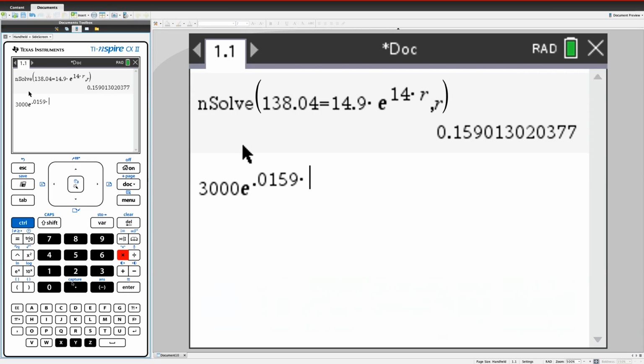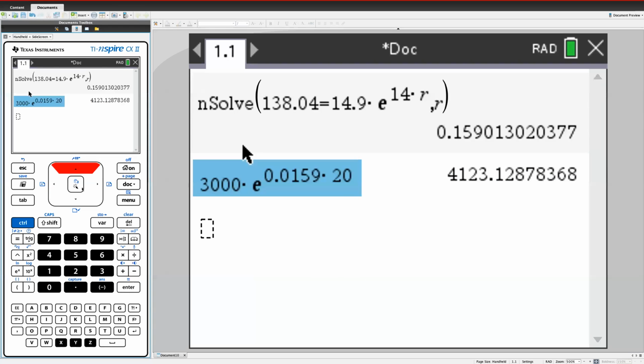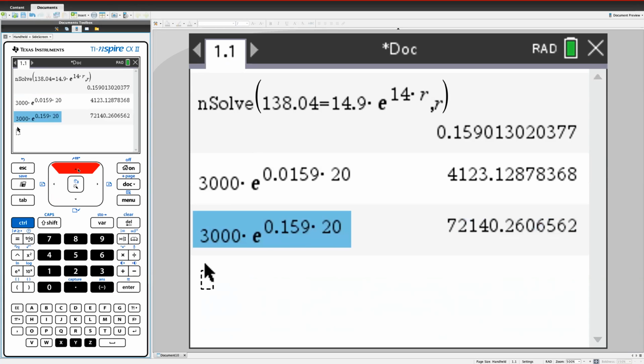0.0159 times 20 years. Press enter. Golly, what did I do wrong? I see what I did. I accidentally included an extra 0 in there. I was off. $3,000. All right.